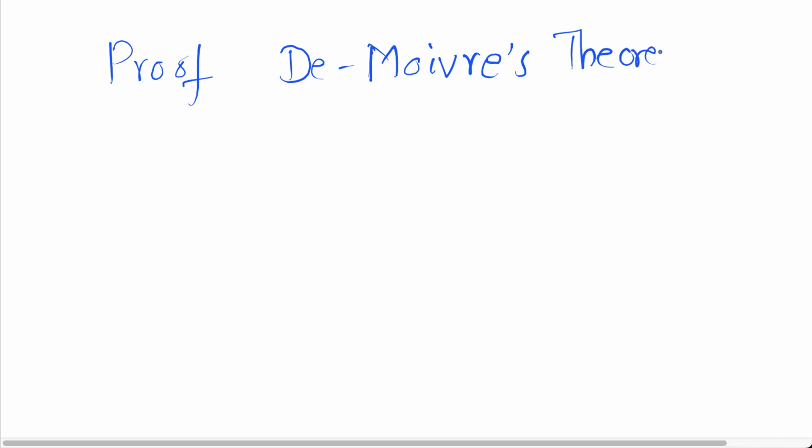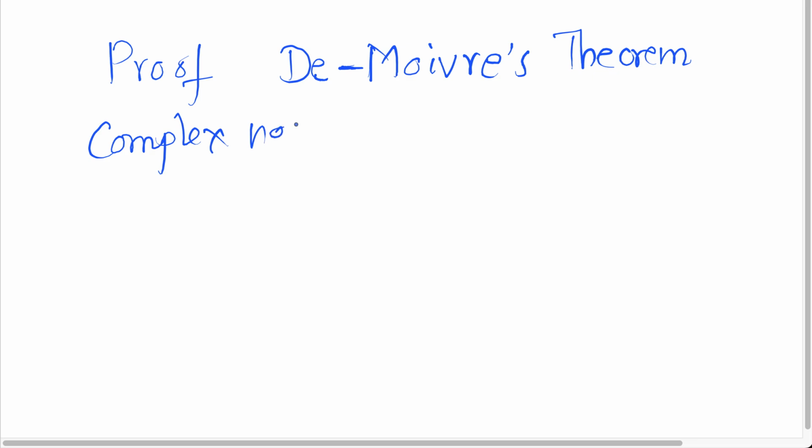Let's look at the proof of de Moivre's theorem. Pardon me if I have pronounced it wrong, but I'm going to spell it out for you, and you can definitely check on the internet how this is pronounced. But for now, bear with me when I say it's de Moivre's theorem, and it has to do something with complex numbers. Okay, so let me remind you what we did till now.